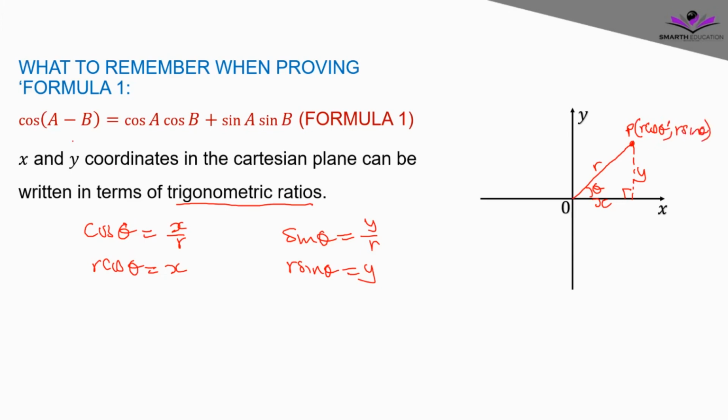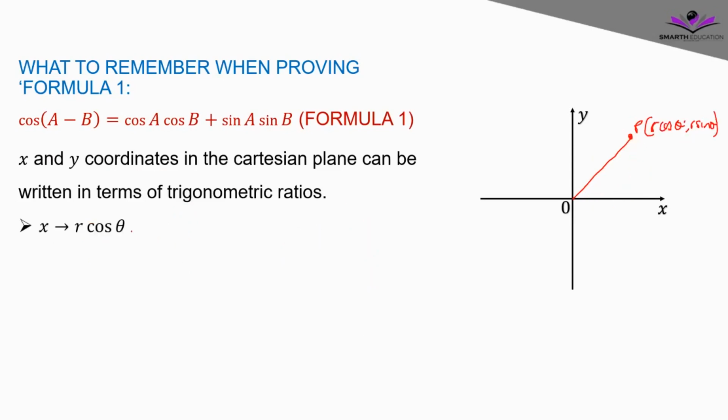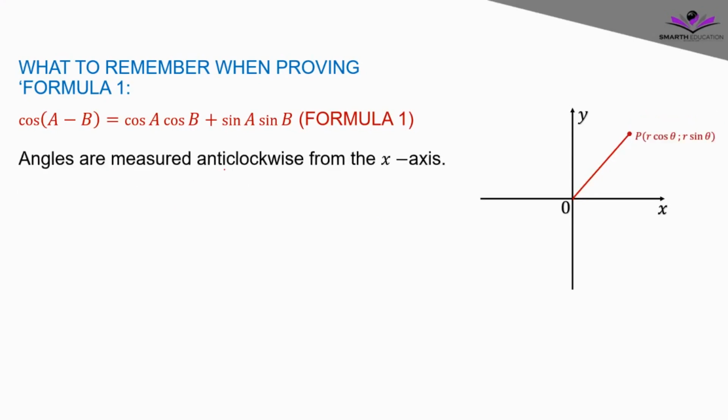Please remember that. The X and Y coordinates in the Cartesian plane can be written in terms of trigonometric ratios like this: X is R cos theta, Y is R sine theta. Angles are measured anti-clockwise from the positive x-axis. Remember that. When we're measuring angles, we start from the positive x-axis and move anti-clockwise like this.